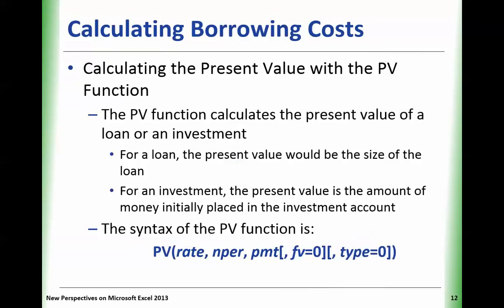To calculate the present value, the PV function calculates the present value of a loan or investment. For a loan, the present value would be the size of the loan. So if I take out a loan for $10,000 for a car, my PV is going to be $10,000. For an investment, the present value is the amount of money initially placed in the investment. If I have $10,000 and I invest it into stocks, my PV is $10,000.